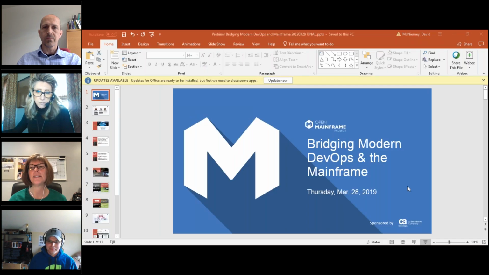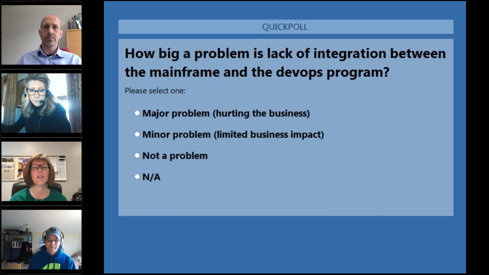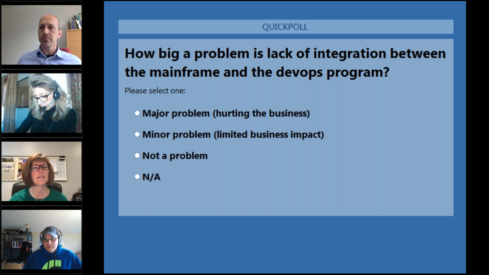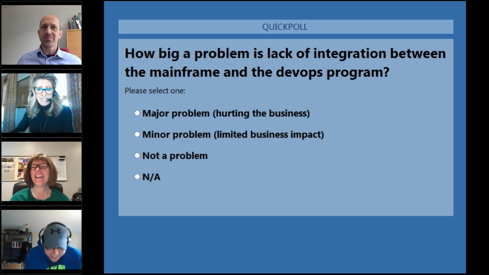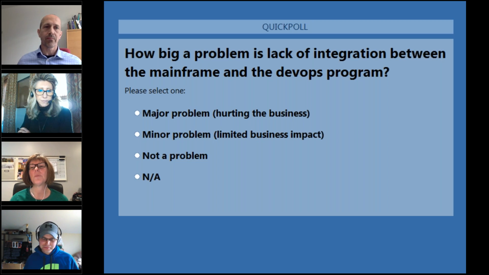Keeping those results in mind, let's take a look at our other poll launching right now, which is, how big a problem is lack of integration between the mainframe and DevOps program? Well, it was almost like we knew that the answer would be no integration. Just saying. So you can see your answers here. You can choose from, it's a major problem, as in it's hurting the business. It's a minor problem, as in it has limited business impact. It's not a problem, or it's not applicable.